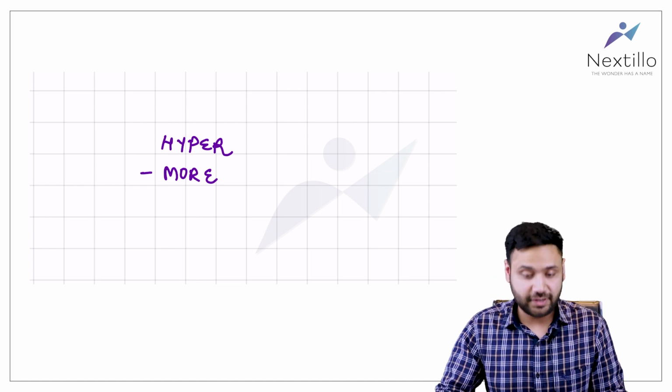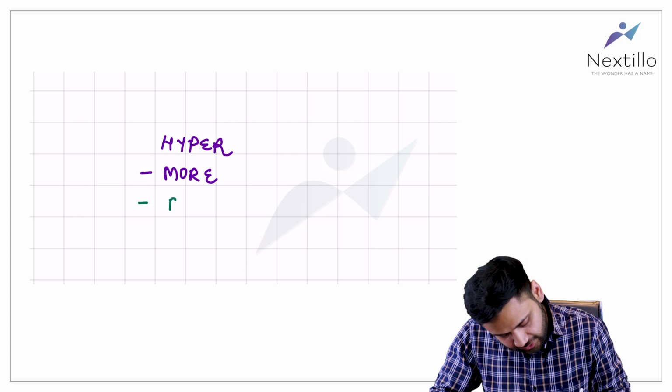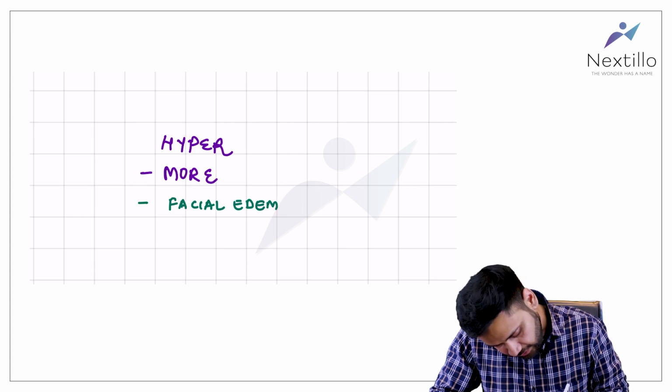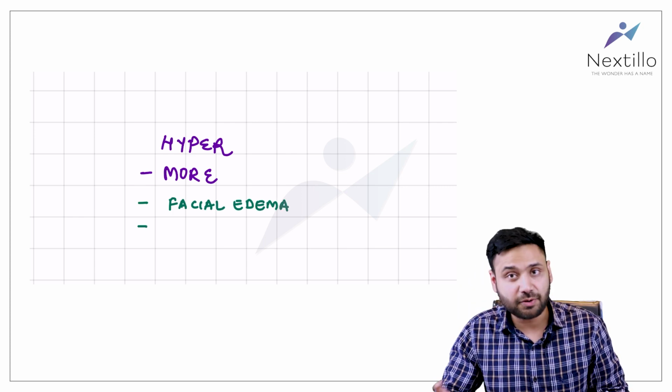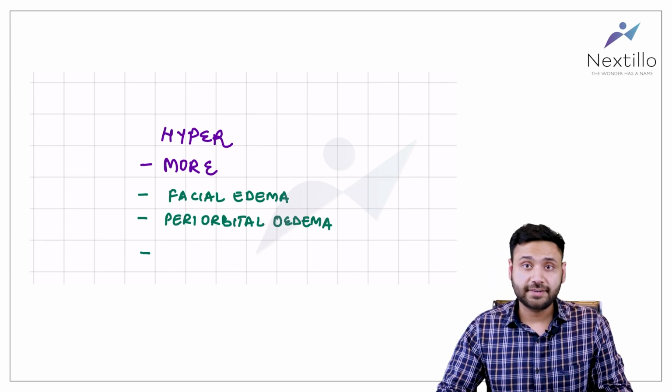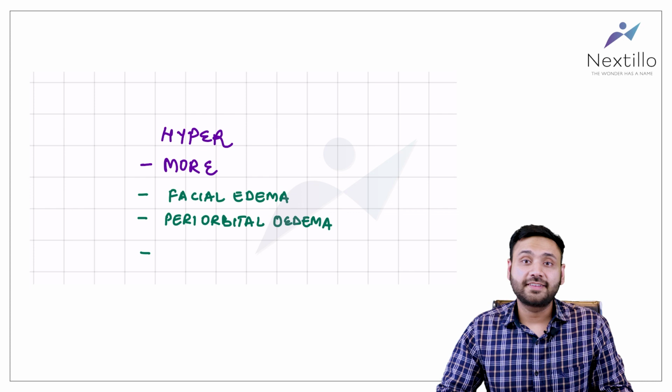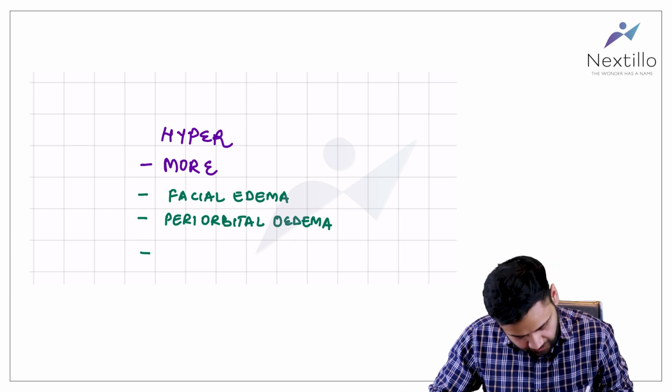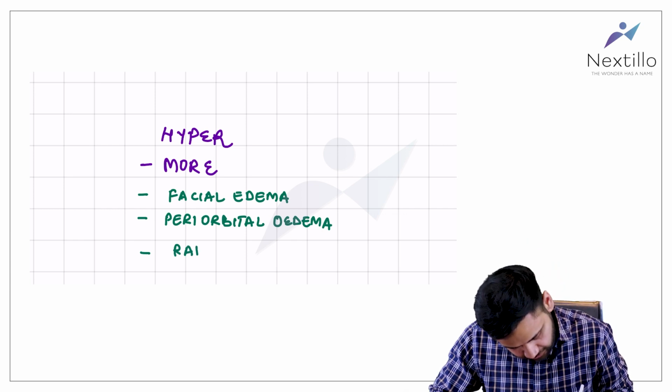So if we start with the face, there would be facial edema. And if you think about eyes, there would be periorbital edema. If you see towards the neck, you would find the internal jugular vein would be distended because there is more fluid, right? So there would be raised JVP.